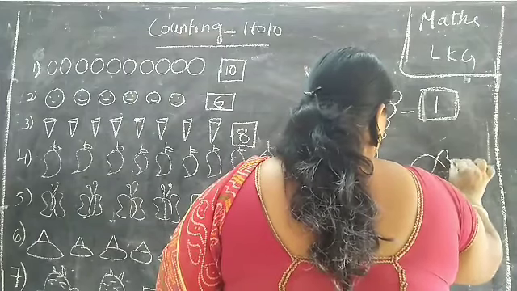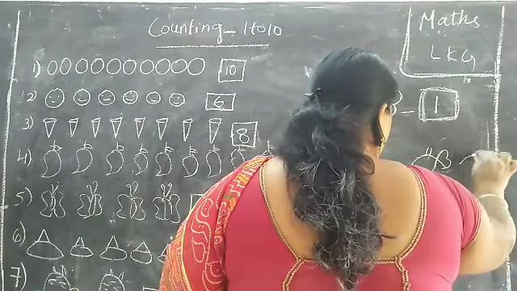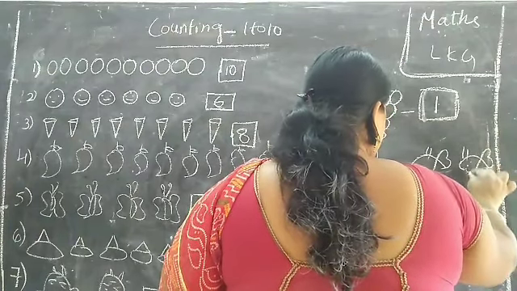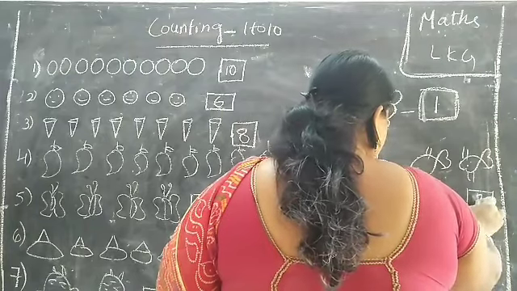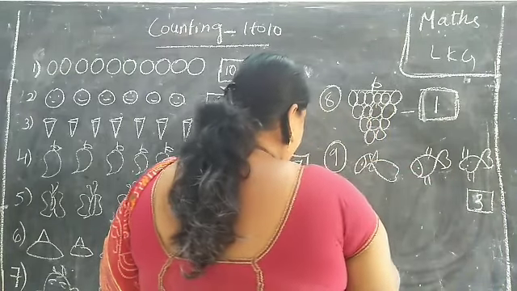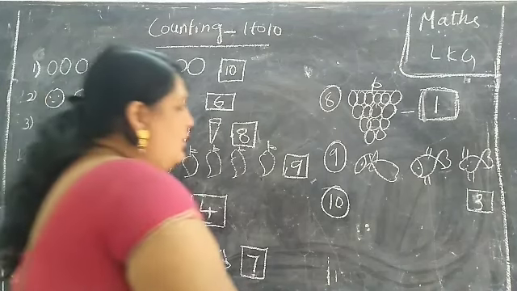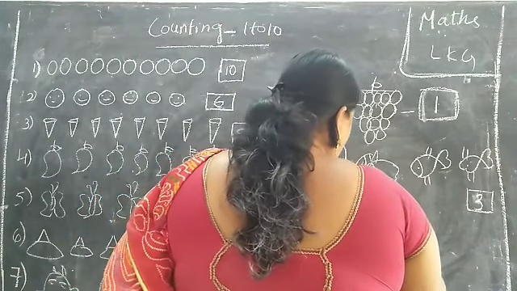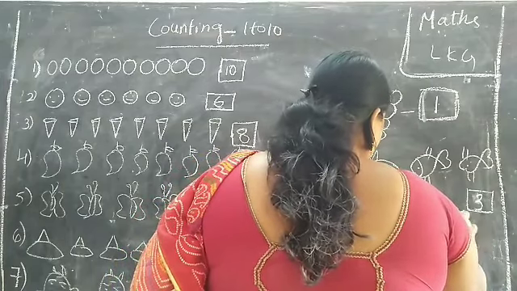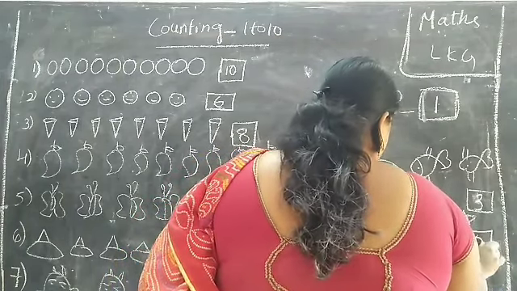Children, 1, 2, 3. So total 3 fishes. So here we'll write 3. Okay, children. So next, stars. 1, 2, 3, 4, 5. So total how many stars, children?